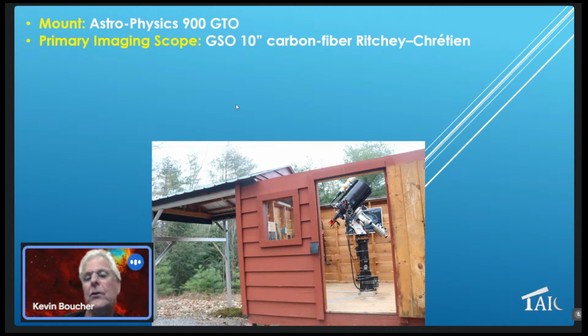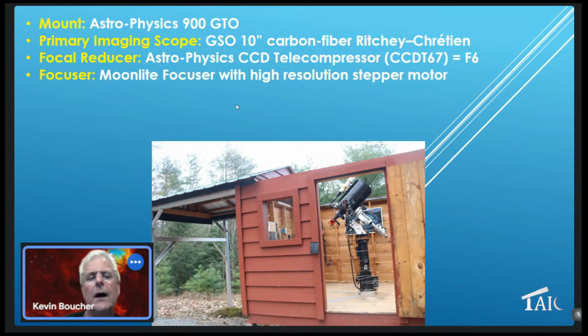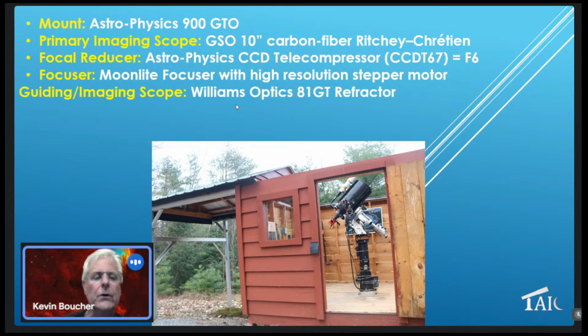My primary imaging scope is a GSO 10-inch carbon fiber Ritchey-Chrétien, which I like a lot. Had to do some modifications to it, but I do like it a lot. I use an Astrophysics CCD T67 telecompressor, so it takes my GSO 10 down to f6 and 1500 millimeter focal length. So that's primarily where I shoot from. My focuser is a Moonlight with a high resolution stepper, and it's working very well for me.